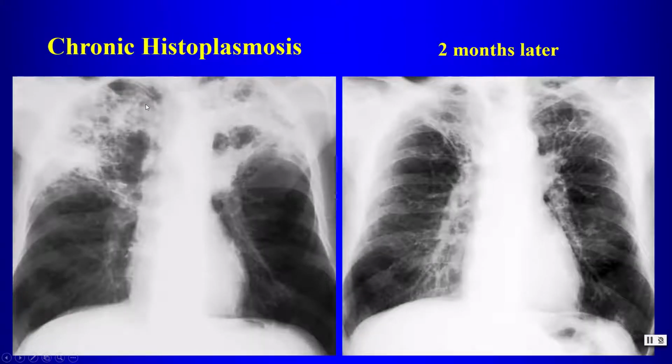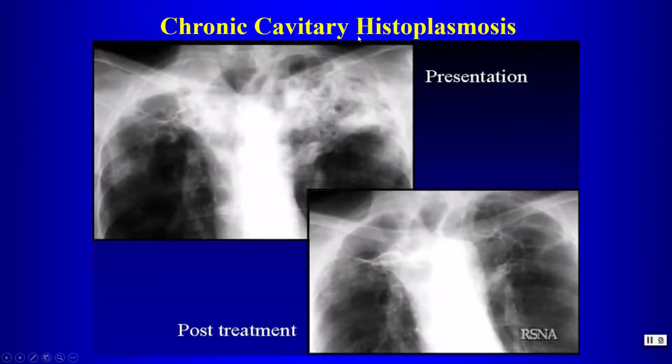Now here's chronic histoplasmosis again. We have this upper lobe fibrotic-appearing disease with parenchymal opacities and these cavitary or cystic changes, and 2 months later you can see that there's been progression of the fibrosis. So this also can resemble tuberculosis.